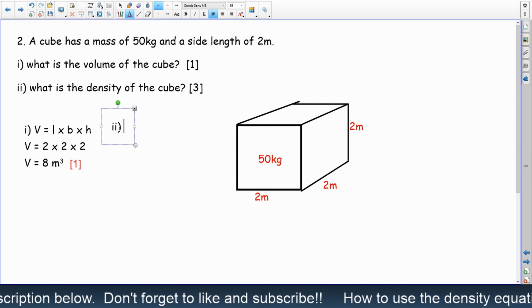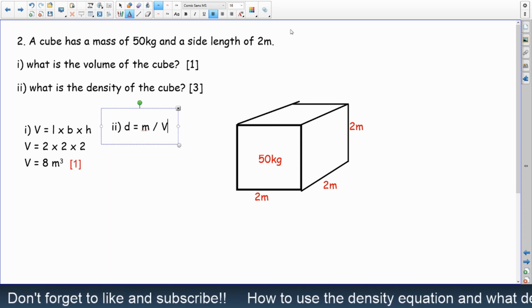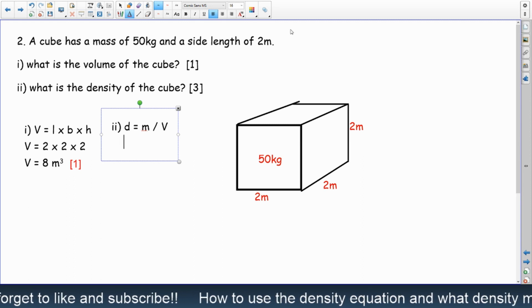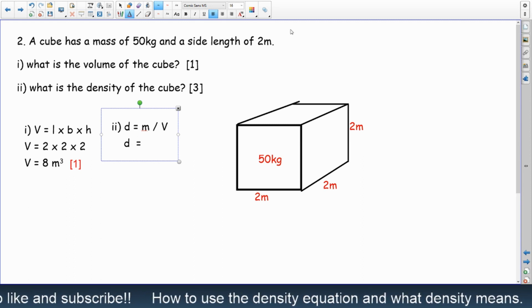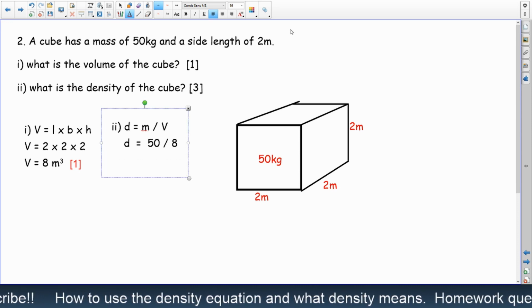Part 2 here. Now, we want to find the density of the cube. So again, density equals mass divided by volume is our equation. And we want that the density is equal to its mass, which was 50 kilograms, divided by its volume, which was 8 meters cubed.